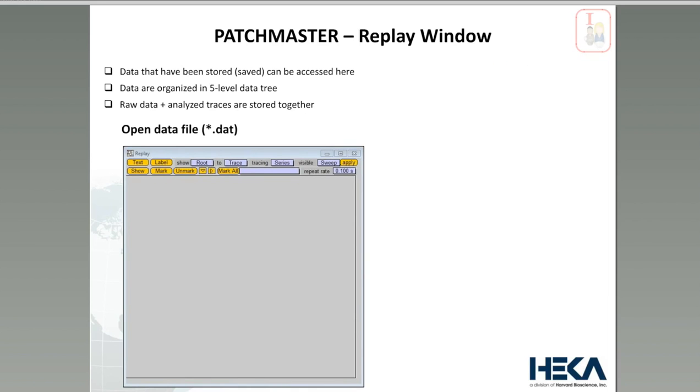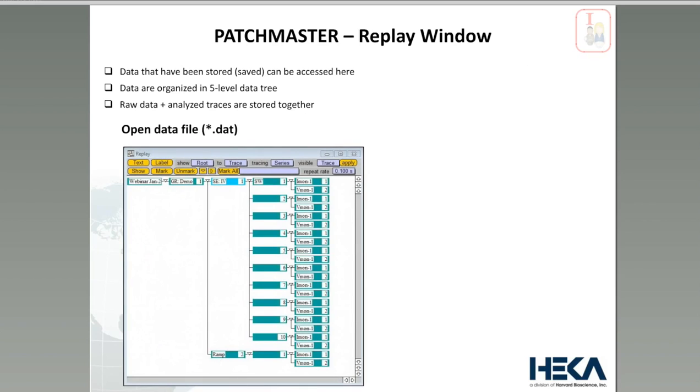There are no data displayed. You have to open the data separately. And if you open a data file, this is how it would be displayed. And here you see already the organization of those 5 levels. The very first level is the root level. And this is, I would say, maybe the experiment level.